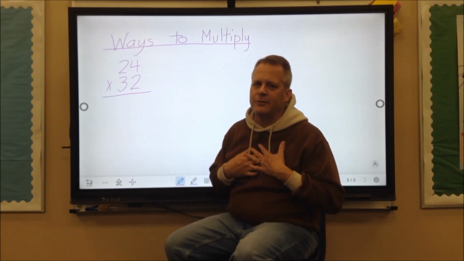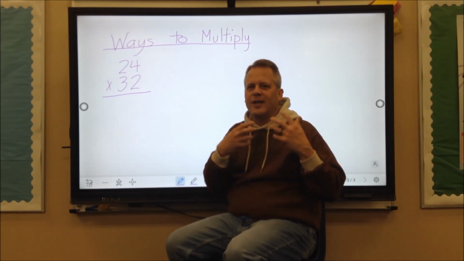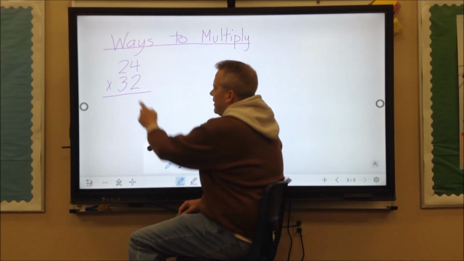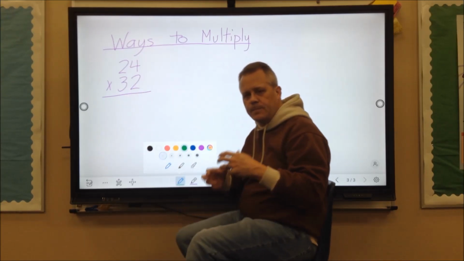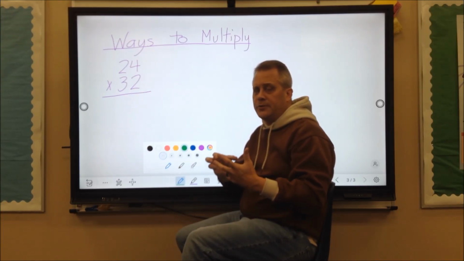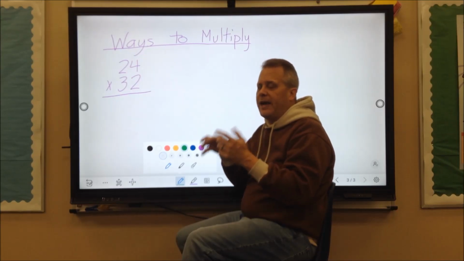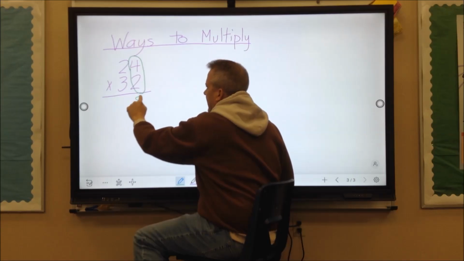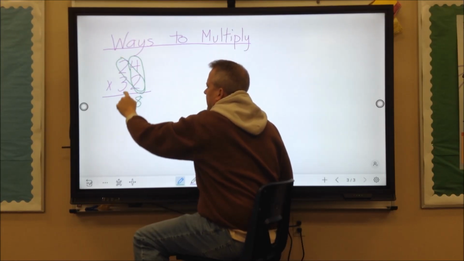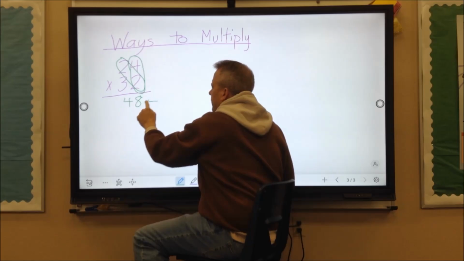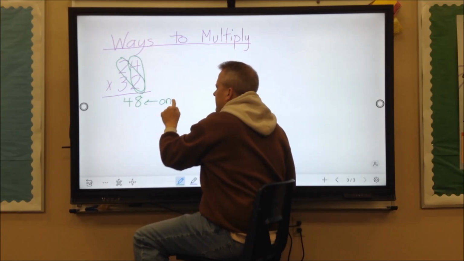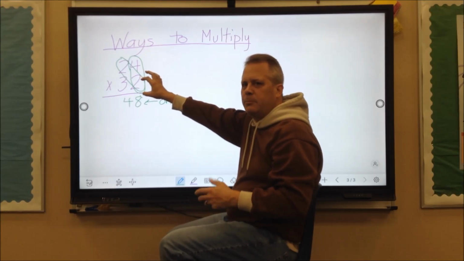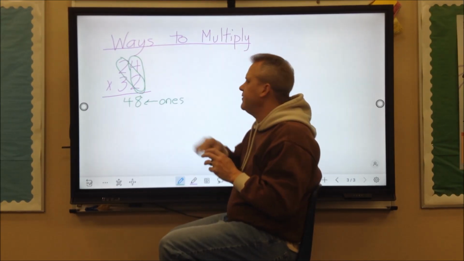This is the way my generation and other generations have learned it in school. It's going to start off like this. We're going to work on the ones place. So we're going to work with the number 2, and we're going to multiply it with everything on top. So here we go. 2 times 4 is 8. 2 times 2 is 4. So there we have it. We just got done multiplying that 2 that was in the ones place with everything on top.